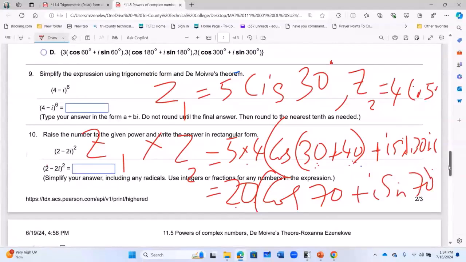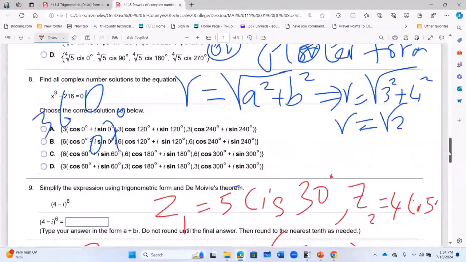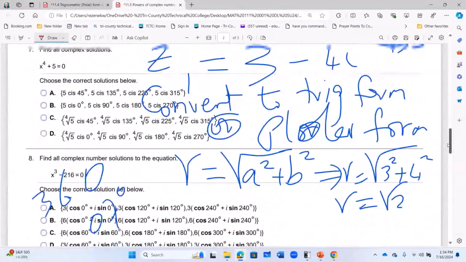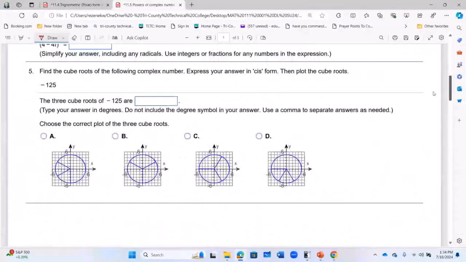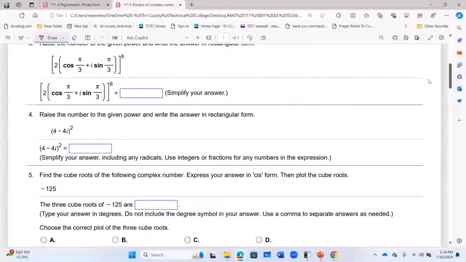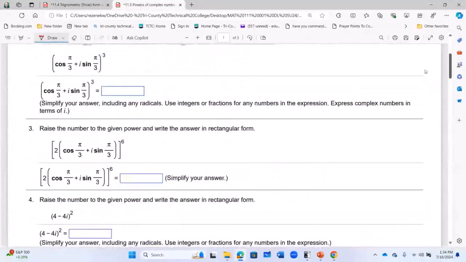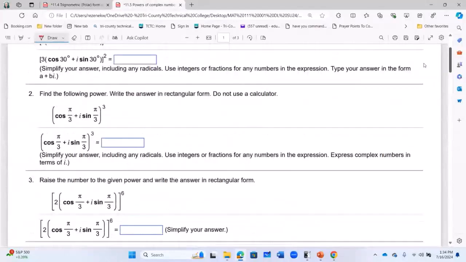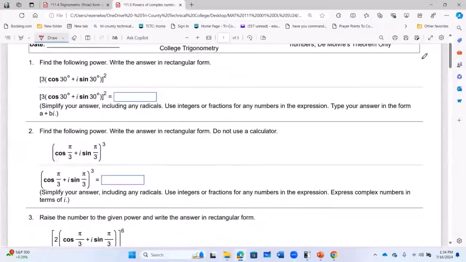All right. So let's go to one that is longer. Maybe can we start from number 9? Let me see if another one is shorter. Start from number 9. Find the cube root. Now we have to raise the number to the given power and write the answer in rectangular form. No, we have already done something like number 4. Okay, well, we need to do something like number, all right, number 1 is good. Let's go to number 1. Everybody, I just explained number 1, by the way.